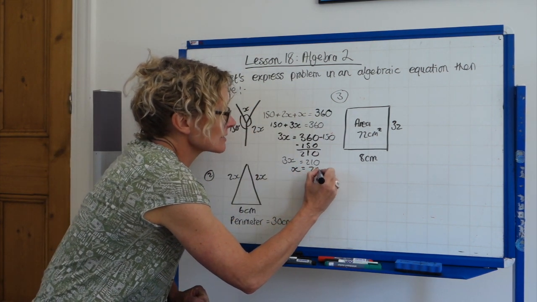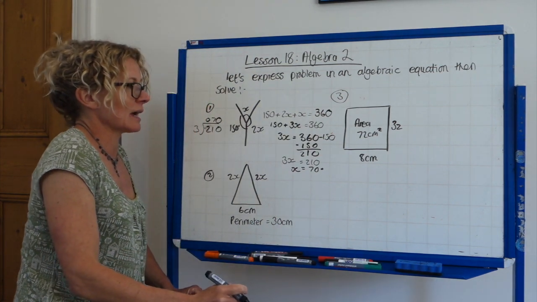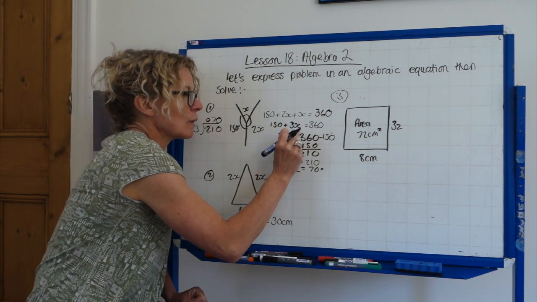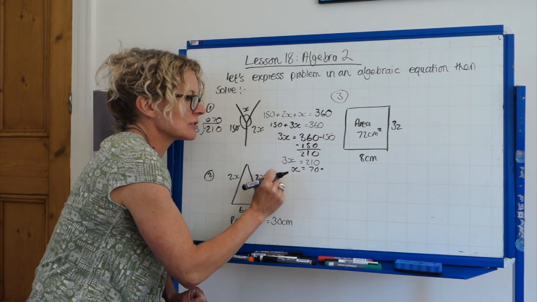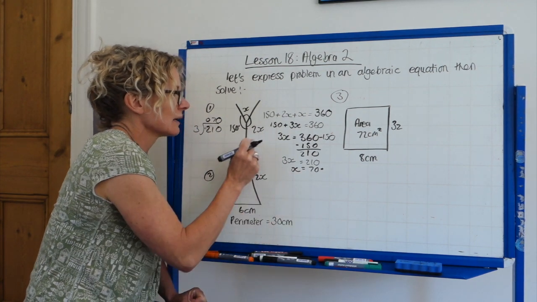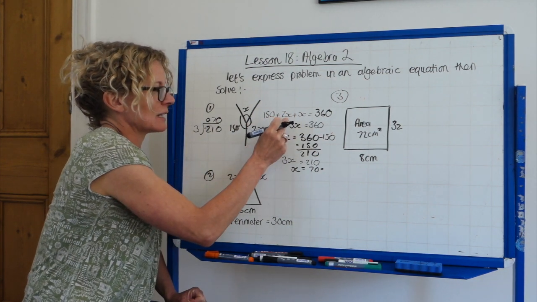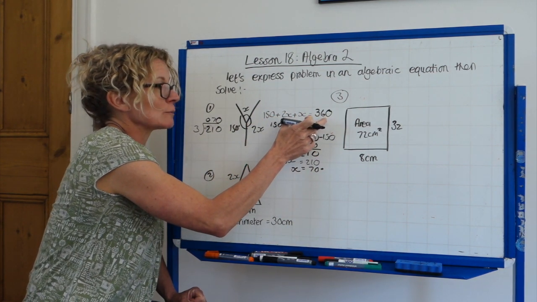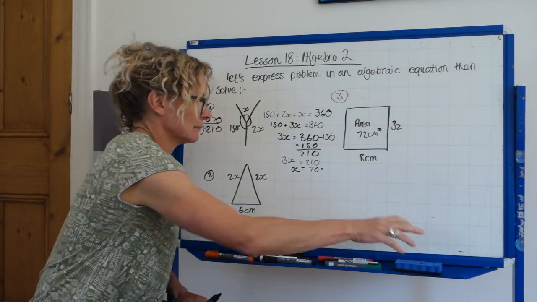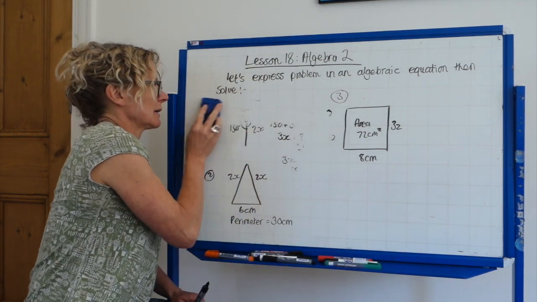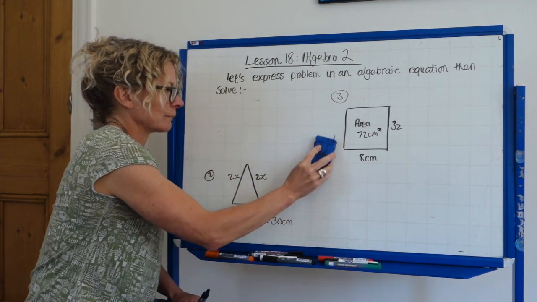So x equals 70 degrees. Okay, we've taken everything away from that little x there to discover what it's worth. And if you added this into this equation now, 70 into there and 70 into there, it would be equal both sides. Brilliant. Right, let's go on to number 2.